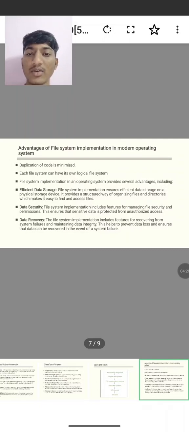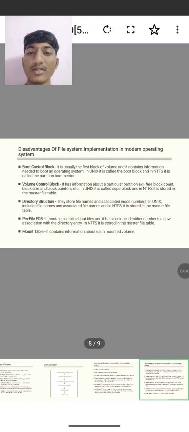Next is advantages of file system implementation in modern operating system. First, duplication of code is minimized. Each file system can have its own logical file system. Next, file system implementation in an operating system provides several advantages including efficient data storage, data security, and data recovery. Next is the disadvantages of file system implementation in modern operating system.